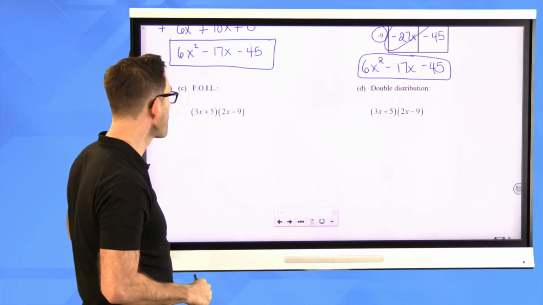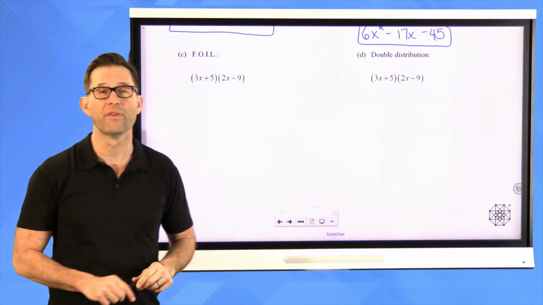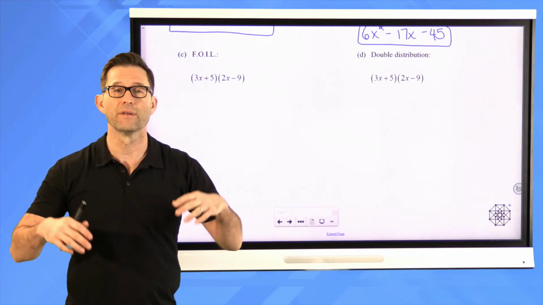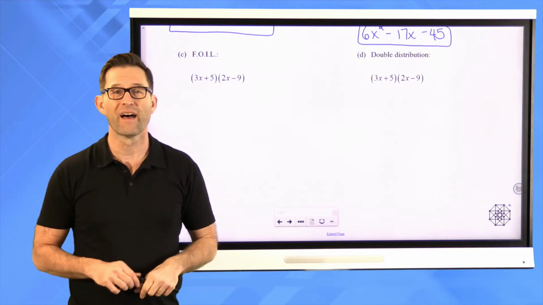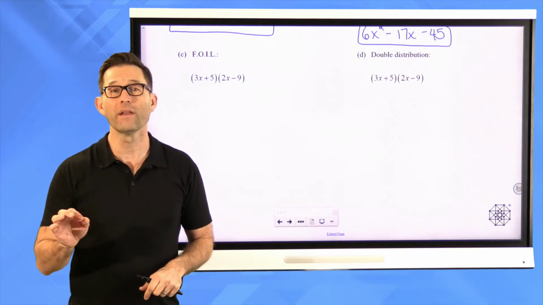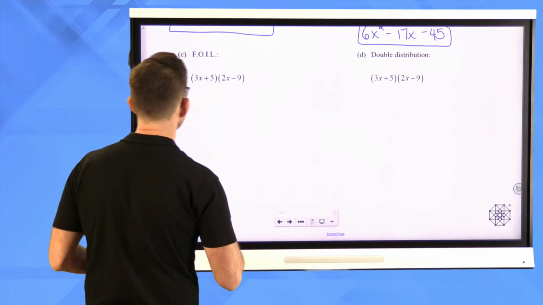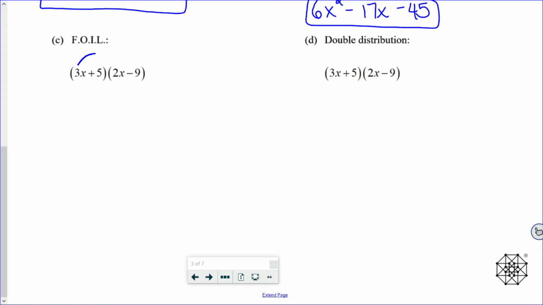As I mentioned, this is probably the most common of the methods. Some math teachers absolutely hate the acronym because students learn it so well that, as I think I mentioned in the last lessons, they sometimes call this foiling 2 binomials as opposed to multiplying them. But here we go. FOIL stands for first, outer, inner, last. First means that we're going to multiply the first 2 terms in the 2 binomials. 3x times 2x is 6x². O means we're going to multiply the outer 2 terms. 3x times -9 is -27x.